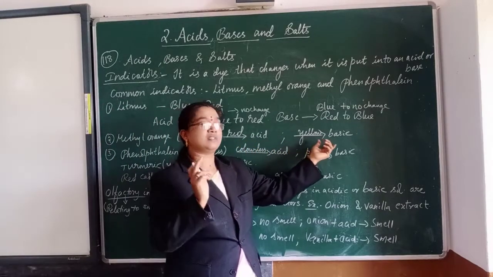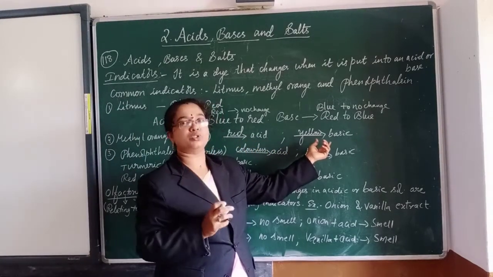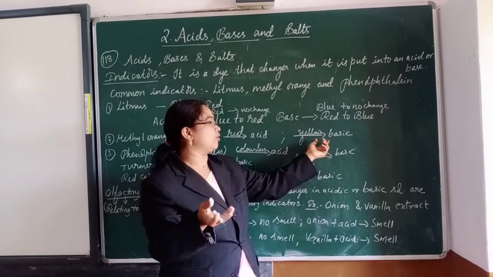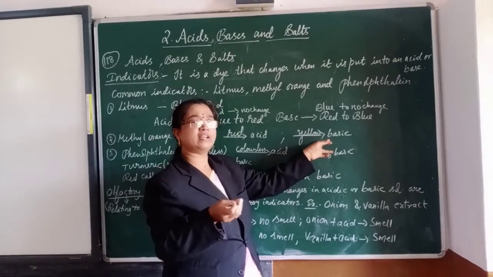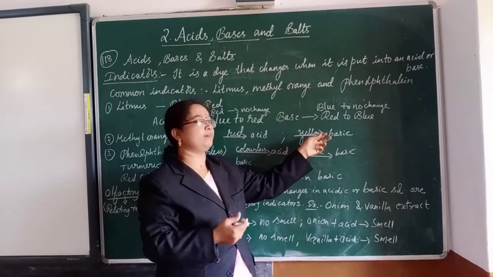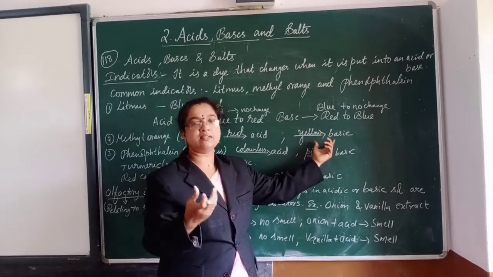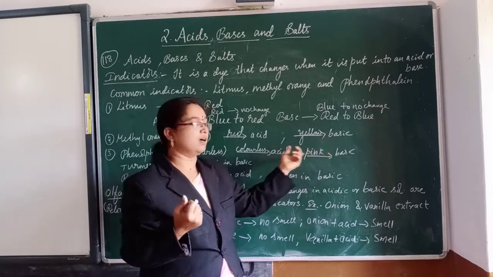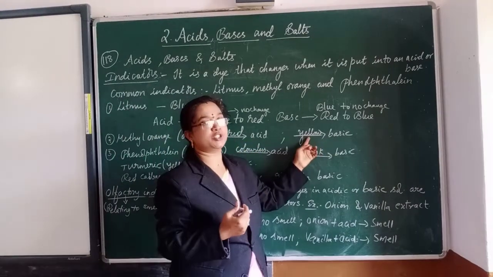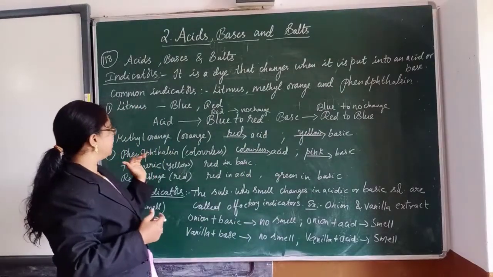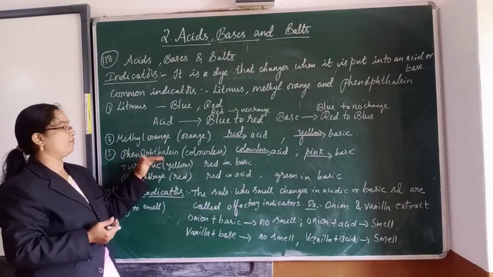And if you are taking one more solution and adding 2-3 drops of methyl orange, and that solution is changing into yellow color, it means that the taken solution is a base. Clear? Acidic means it changes to red color, base means it changes to yellow color. Okay? So the next one is phenolphthalein.